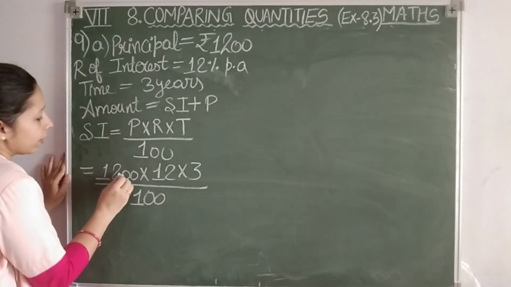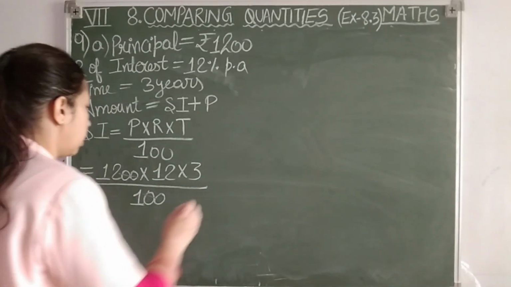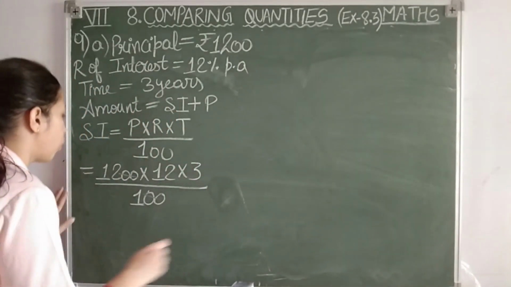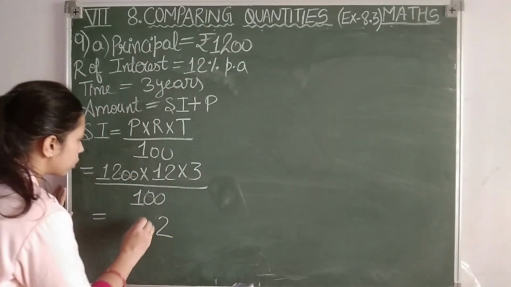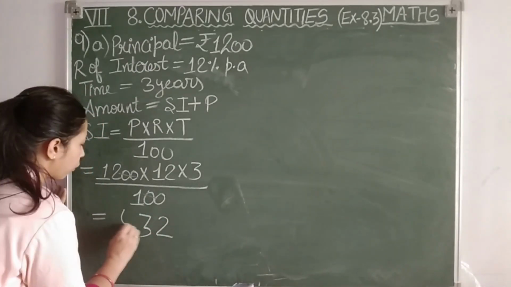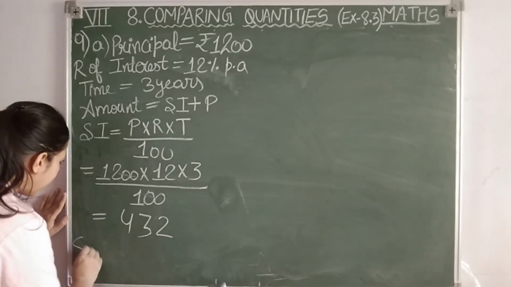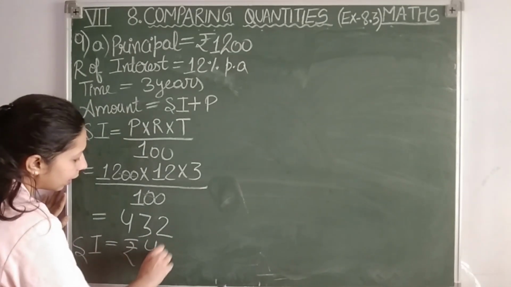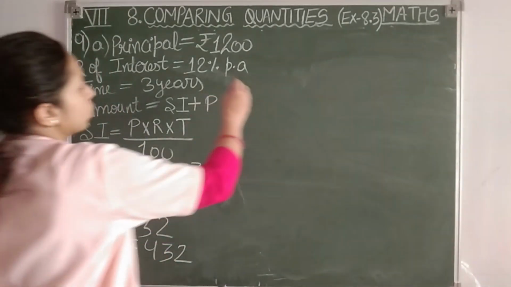Let us solve. So 0, 0 cancelled here. Now 12 12s are 144. We know that 144 into 3 will be, 3 4s are 12, 3 4s are 12, 13, 3 1s are 3, 4. 432 I got, students. So that means simple interest is equal to how much? It is rupees 432. Clear?